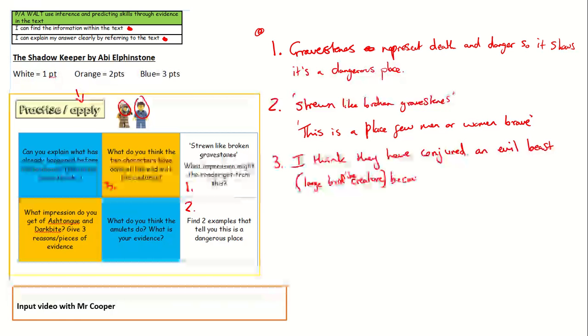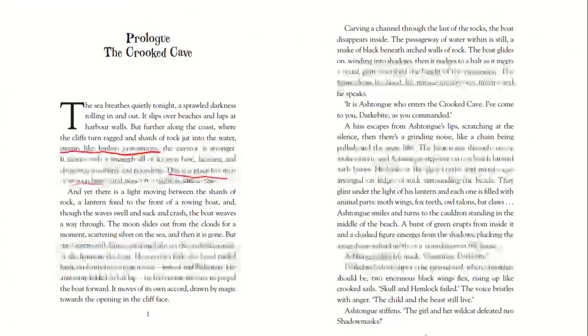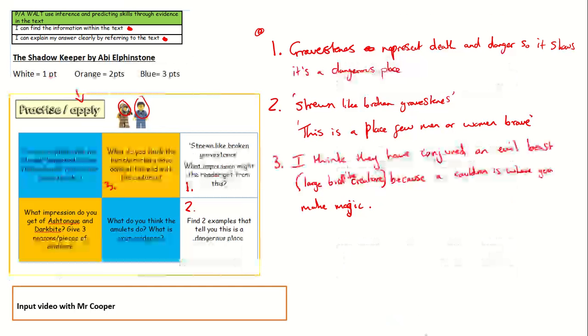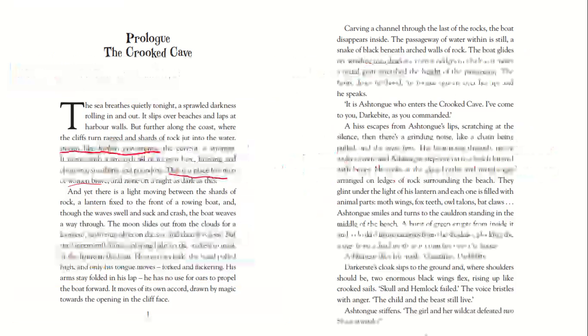Because we have a cauldron, a cauldron is where you make magic. I don't know if that quite makes sense. Where you make, whoops, where you make magic. Oops. And I've also got the talon, and a talon appears. That one might be quite a long answer.